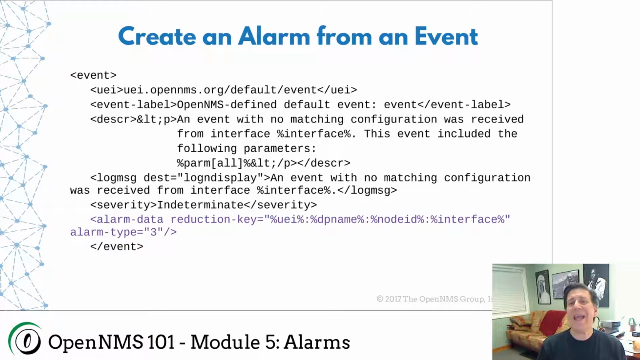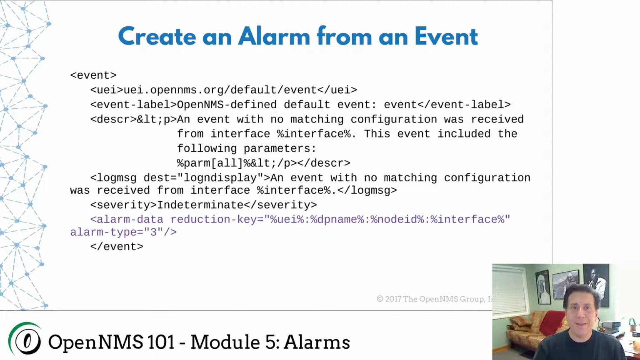Now, how do we create an alarm? Well, if you remember the XML for our event, we had a UEI, we had an event label, we had a description, we had a log message, we had a severity. We can add this new piece of XML called alarm data. And if we add alarm data, we have to have what's called a reduction key. That is just a string that uniquely identifies this event.